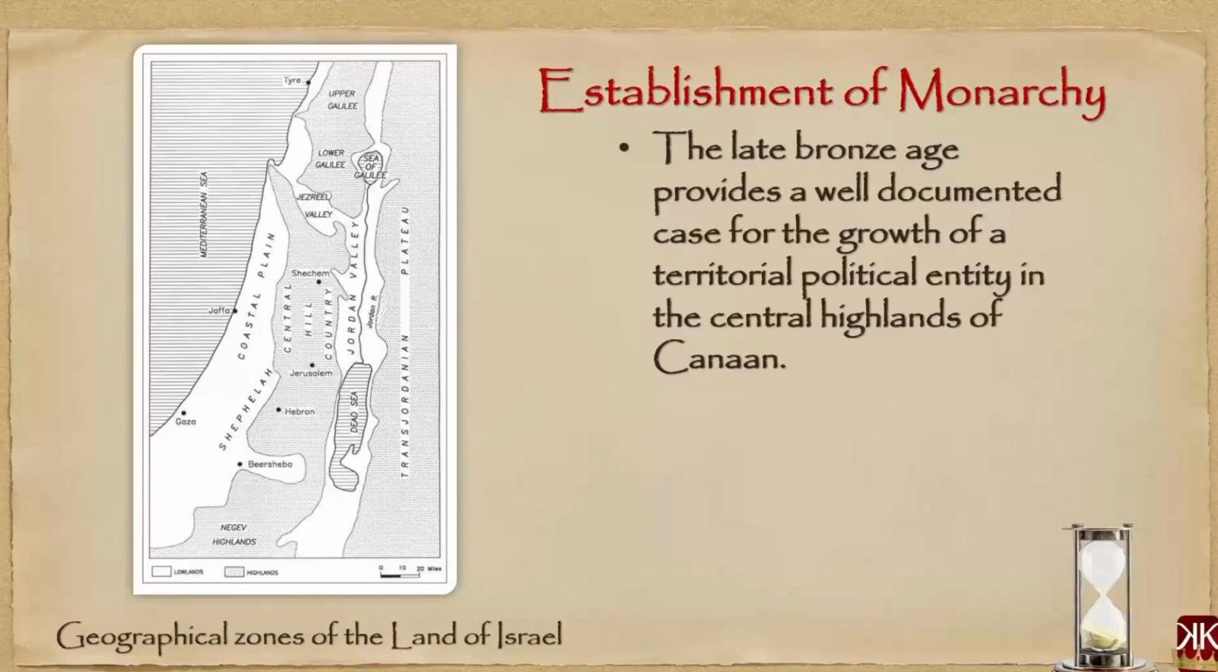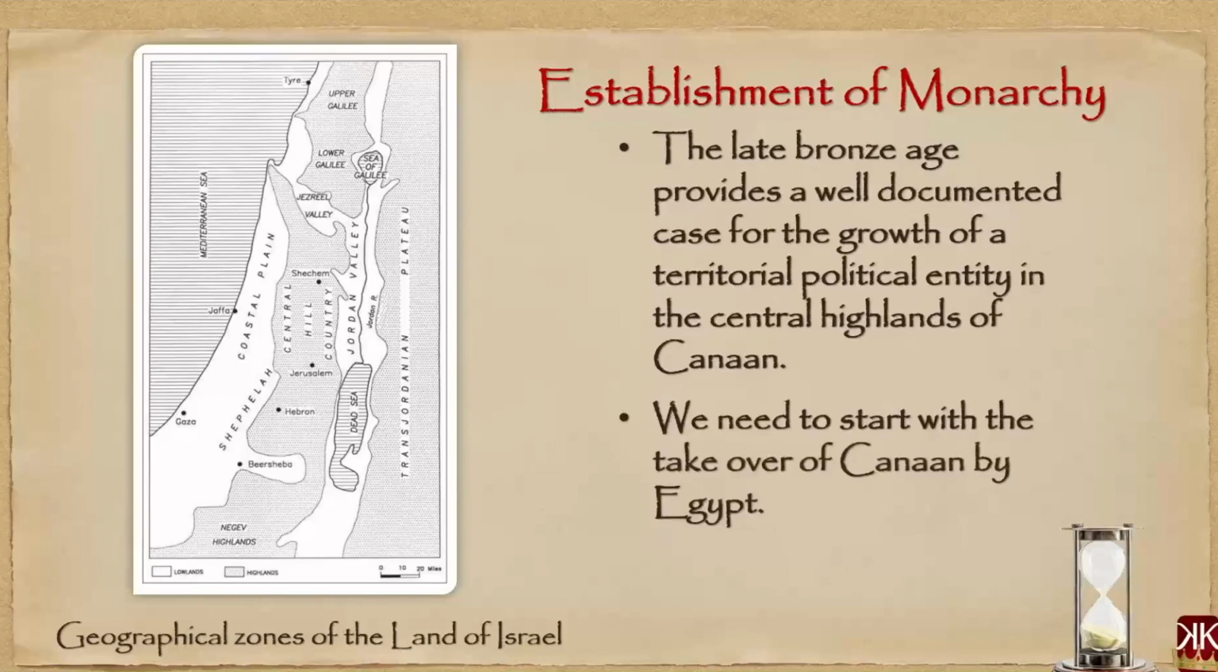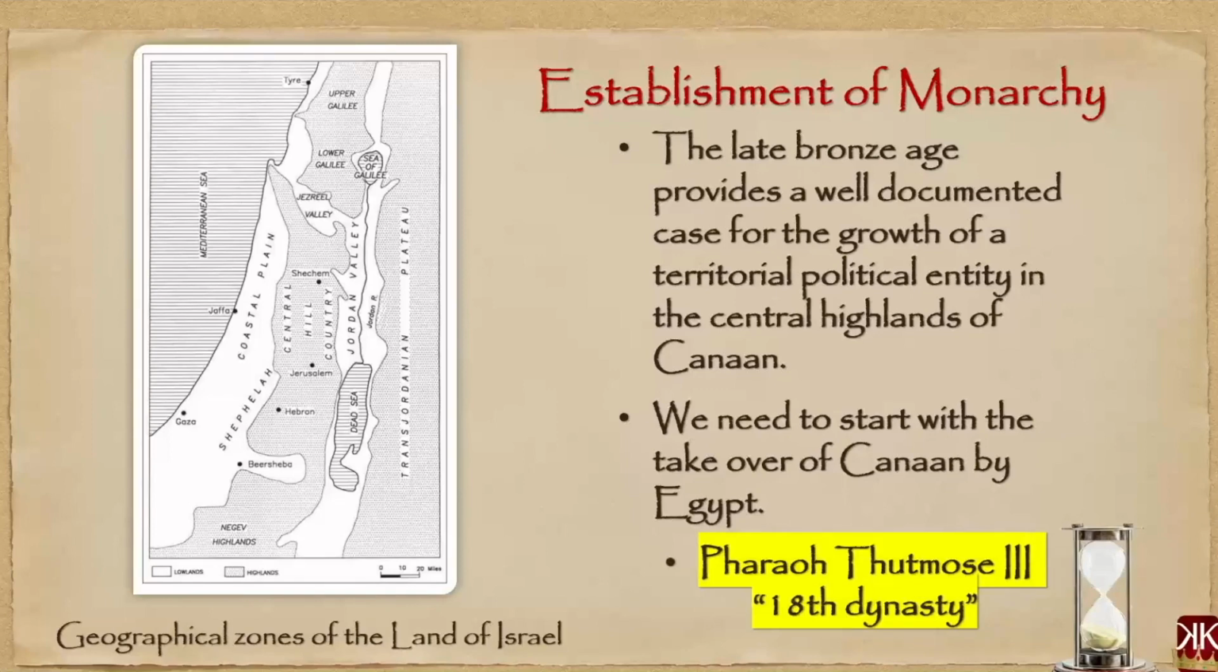We need to start with the takeover of Canaan by Egypt. Extremely important. We have to look at a pharaoh, Thutmose III of the 18th dynasty. Why am I mentioning Egypt here? Most people are not aware that Canaan was a province of the Egyptian Empire. I repeat it again. Canaan was a province of the Egyptian Empire.